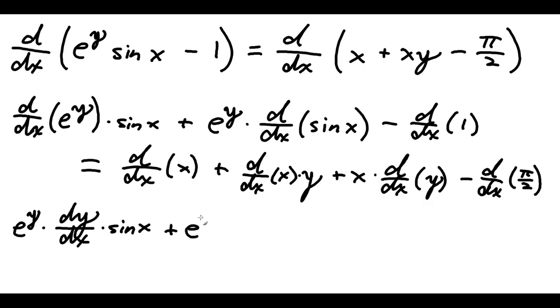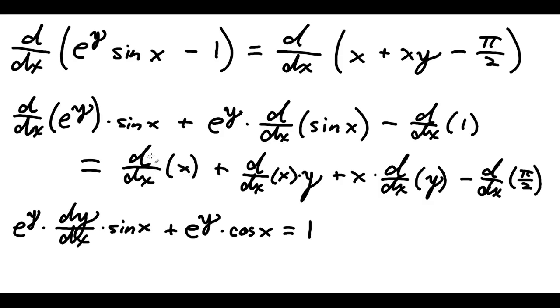Now we're adding e to the y times, we have d by dx of sine x. This is a little bit more straightforward. The derivative of sine is cosine, so we have a cosine x there. Minus the derivative of 1. Well, the derivative of 1 is just 0, so let's not bother writing that here. We have the derivative with respect to x of x. The derivative of x is just 1.